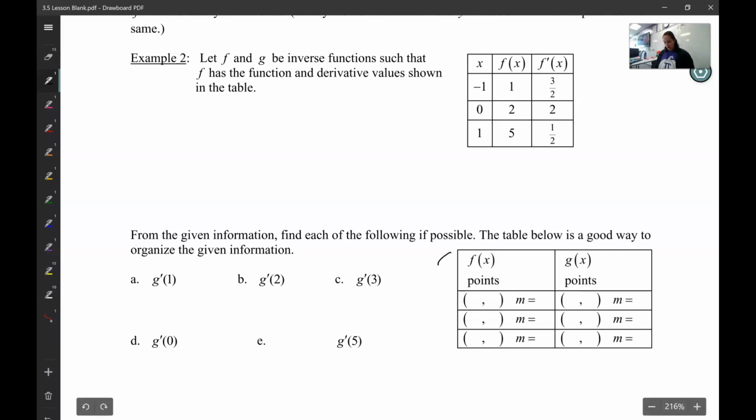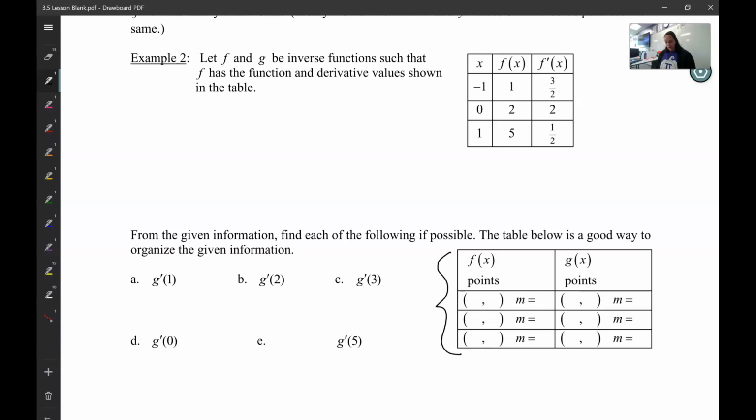This table right here of organizing your information, this comes straight from Gary himself. This is the best way to do these problems. And even when you get to the AP test, I would suggest making a table like this. On all of your assignments, make tables like this. Anytime you find derivatives of inverse functions, make a table like this.